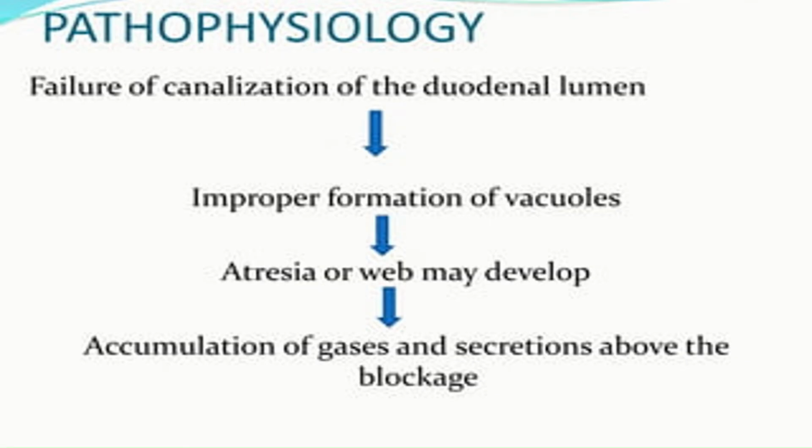Now, a little bit we should know about the pathophysiology of duodenal atresia as well, in which there is failure of canalization of the duodenal lumen that results in improper formation of the vacuoles. As a result, atresia or web may occur, and there is accumulation of the gases and secretions above the blockage.